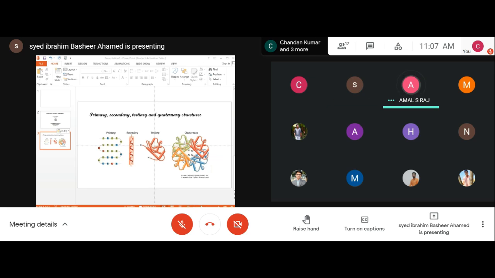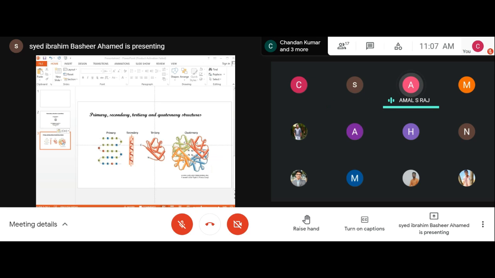Sir, primary structure. Are you sure? Yes, sir. What is secondary structure? Secondary structure, there are two types, beta sheet and alpha helix structure. Based on the primary structure, the secondary structure is formed basically. Tell me then, from the primary structure, how are you going to get the secondary structure?